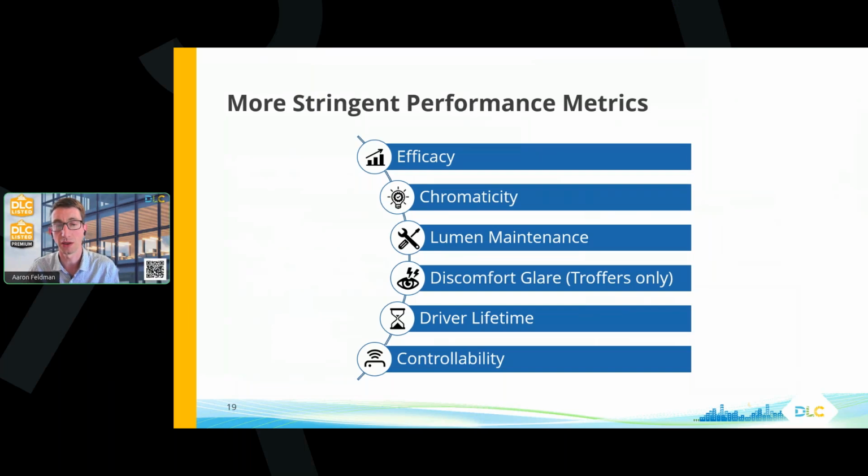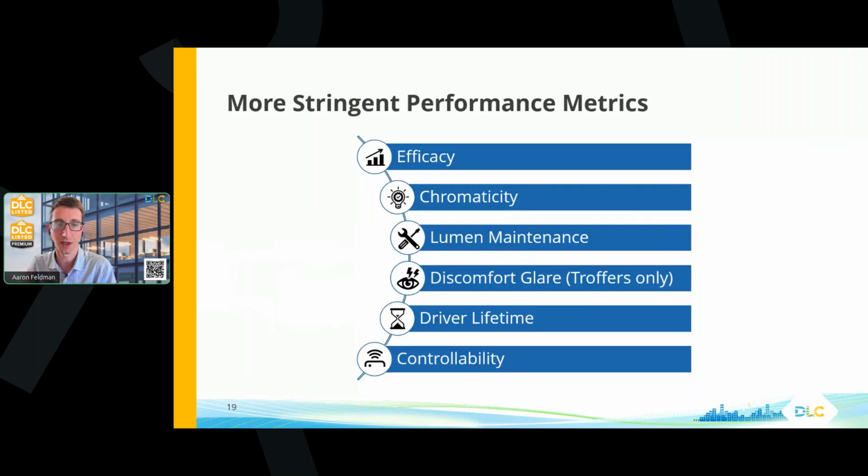And to give a very high level of the different metrics that are associated with Premium, these are the ones that have an increased threshold compared to DLC Standard. Table 21 of the technical requirements has those specific details. And thank you, Lauren, for putting that in the chat for anyone to reference. The technical requirements can be found there.